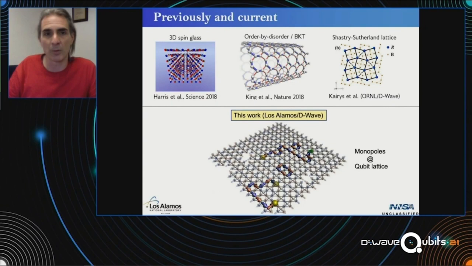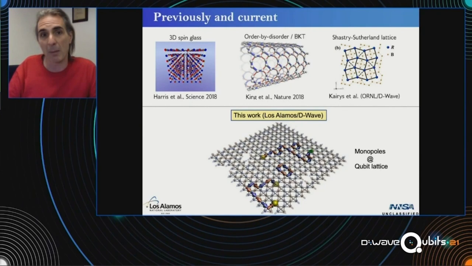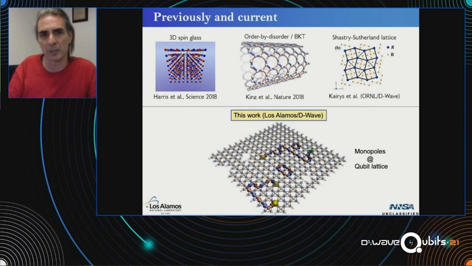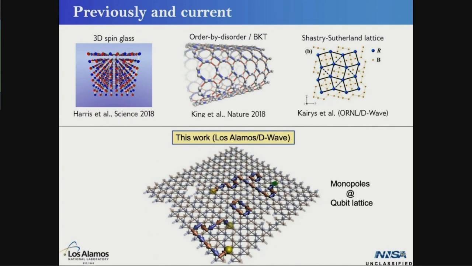For example, Harris published in Science 3D spin glasses where disordered spins were implemented and ground states were identified. Also, Andrew King and collaborators worked on order by disorder in Kosterlitz-Thouless transitions in programmable lattices. More recently, our colleagues in Oak Ridge National Lab and University of Tennessee were able to observe phase transitions in the Sastry-Sethna lattice.